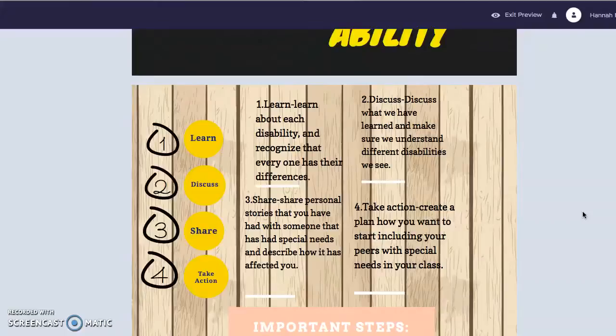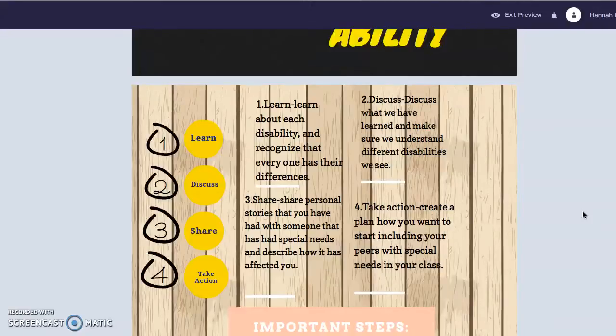Number two is just to discuss. Discuss what we've learned and make sure we understand the different disabilities that we see. We see a lot of different disabilities, and we discuss on the basis of the differences, and not everyone has the same disability. You could have a learning disability, you could have a mental disability. It's all different.